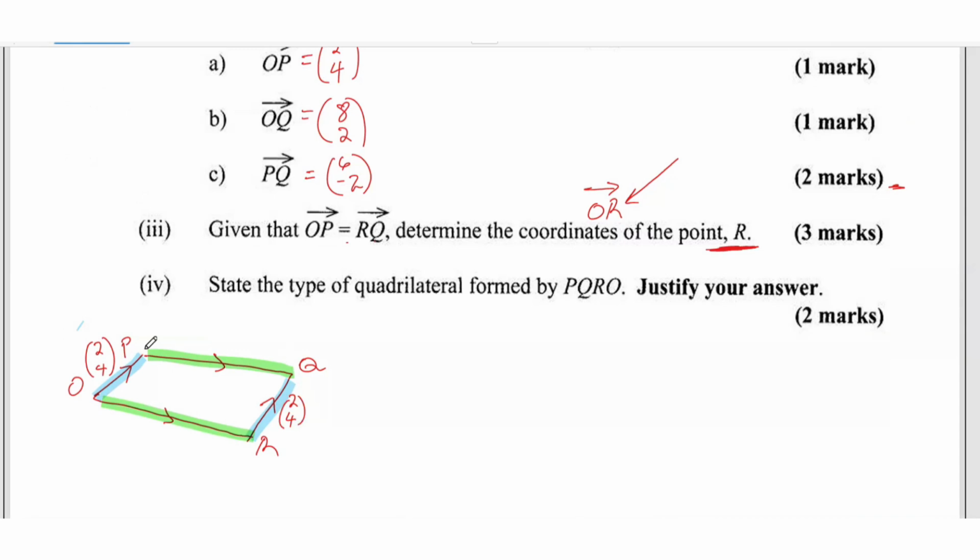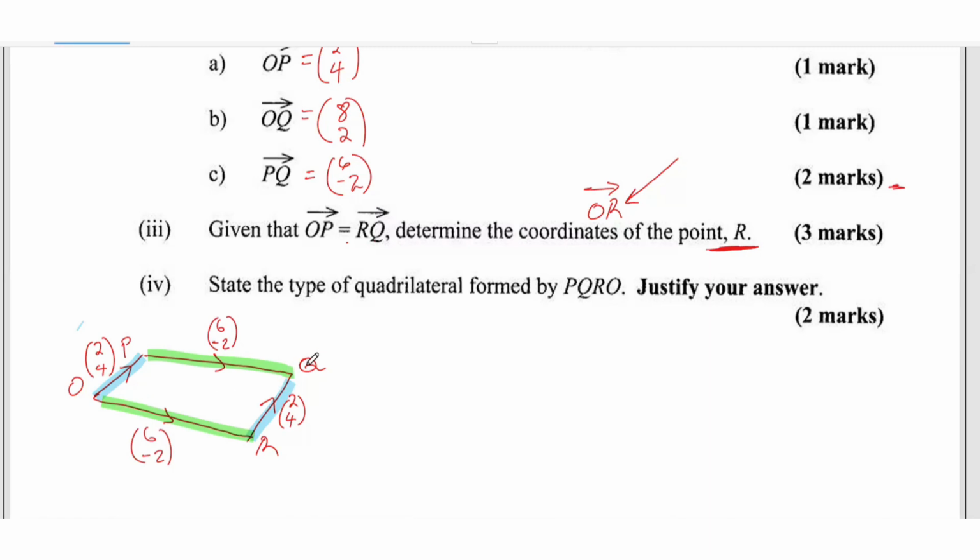We found PQ to be 6, negative 2. Let me write that a little better. So moving from P to Q, we got 6, negative 2. And OR, we found that to be 6, negative 2 as well. Basically, when we observe this, we are noticing that opposite sides of this quadrilateral are equal and they're parallel too.